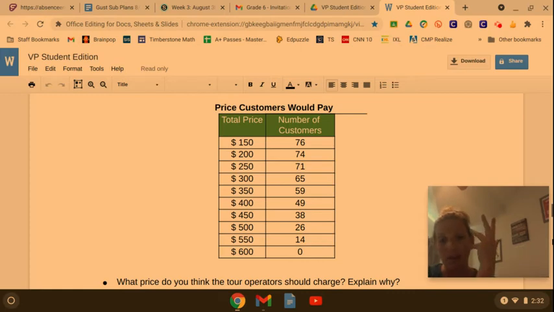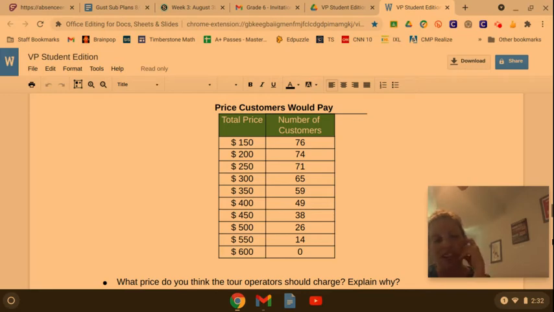So they keep going with their table and they keep increasing the price. And every time they increase the price, a few more people are less willing to pay. And you see later in the table, they ask, would you pay $500? And only 26 people say yes. What about $600? Nobody's willing to pay that much.